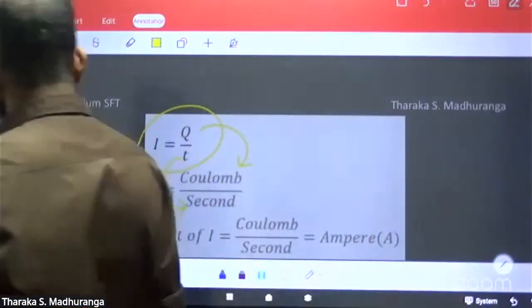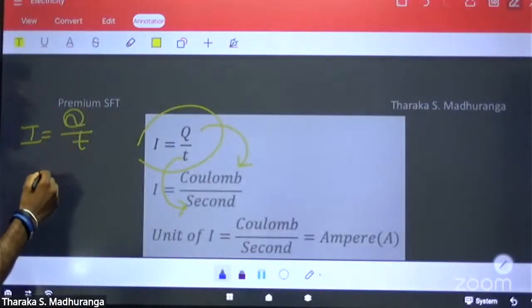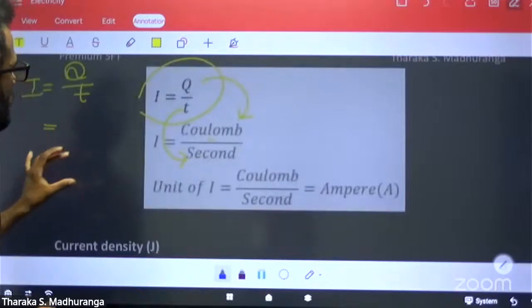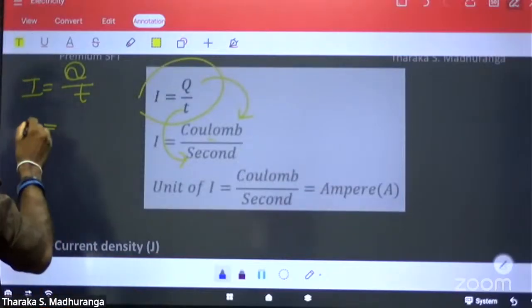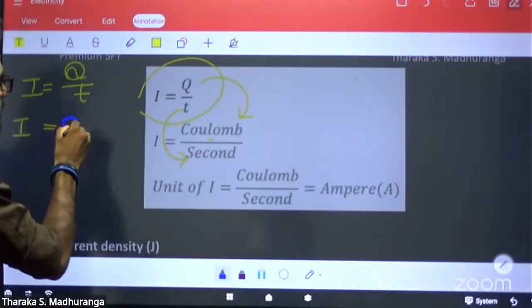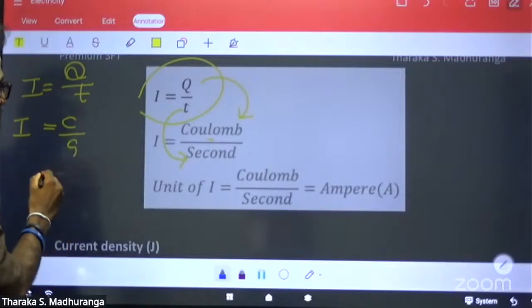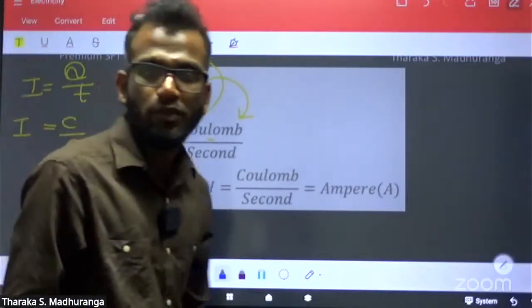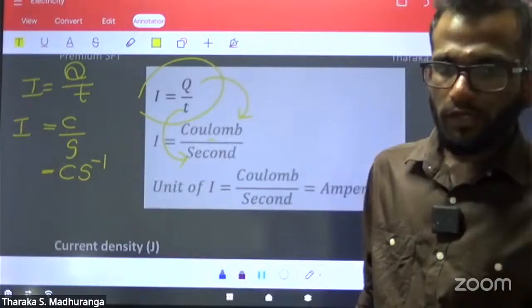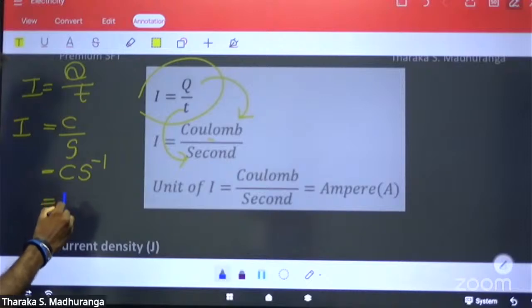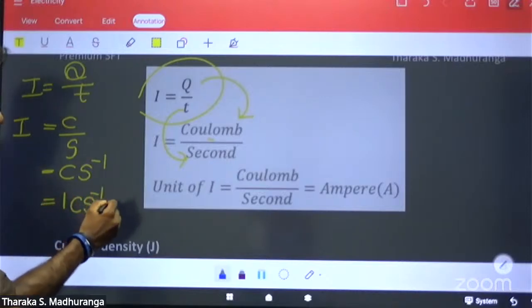The charge unit is coulombs. Remember, coulomb is a charge unit, and the time unit is seconds. Then we can get the unit of current. The current symbol is I. Remember, I is the current symbol. Then it is coulomb per second, the unit is C s⁻¹. Coulombs per second is the unit. But 1 coulomb per second, 1 C s⁻¹, equals 1 ampere.